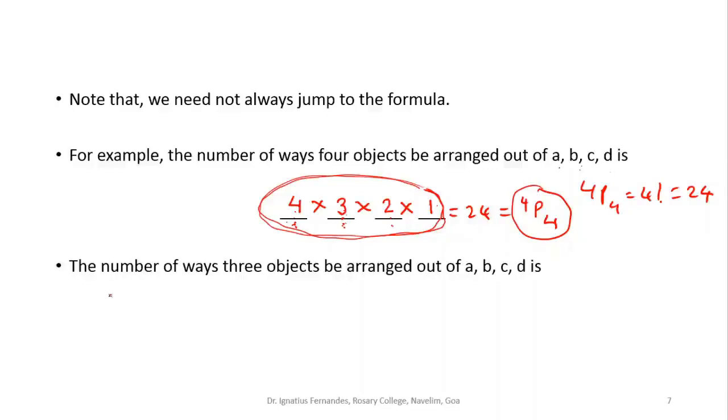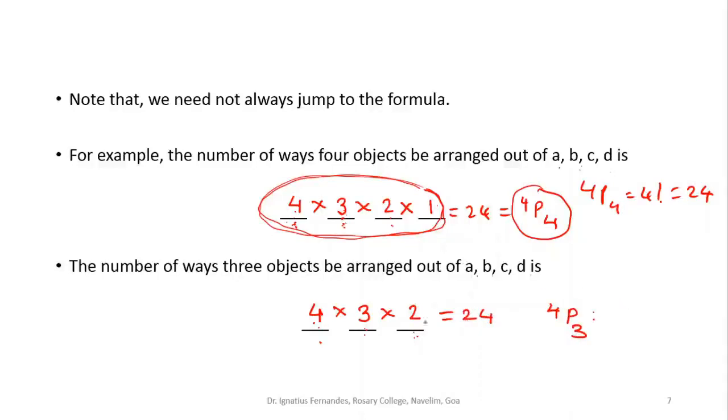In the same way, if I have to find the number of ways 3 objects can be arranged out of A, B, C, D, I have 3 positions to fill and 4 letters. In the first position I can place any of these 4 letters, so I have 4 options. One letter will be placed here, so the next place will have only 3 options. And the third place will have only 2 alphabets. So this can happen in 4 ways, 3 ways, and 2 ways. Altogether, they can happen in 4 into 3 into 2, that is 24 ways, which is exactly 4P3.